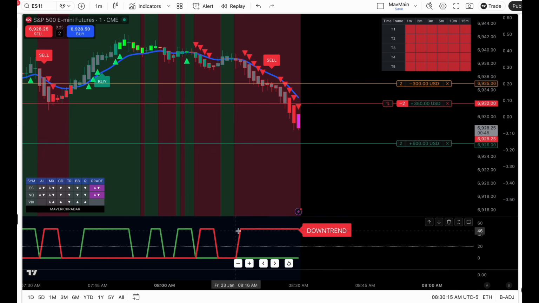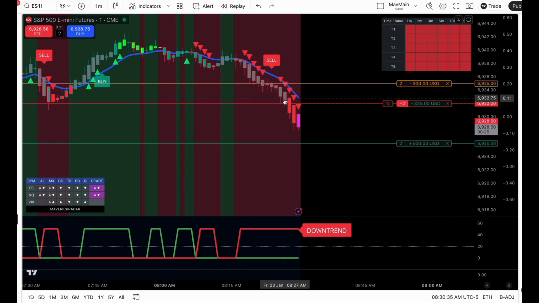Maverick trender is pegged to the top. When this line can't go any further, you're in a downtrend. This is showing massive strength and momentum to the downside. When this line cannot go any further, we call these flat tops. And this is huge. When the Maverick trender is pegged, look at this move down.